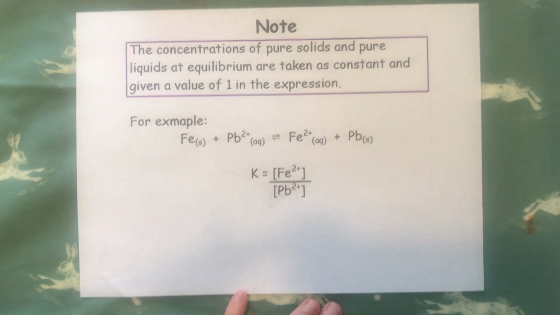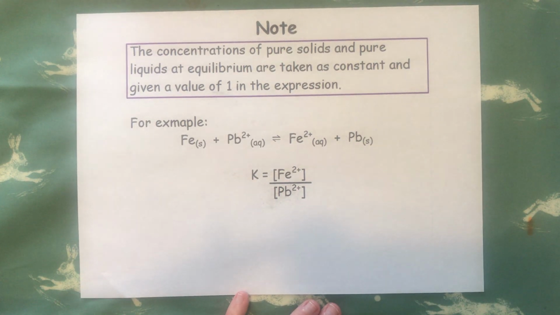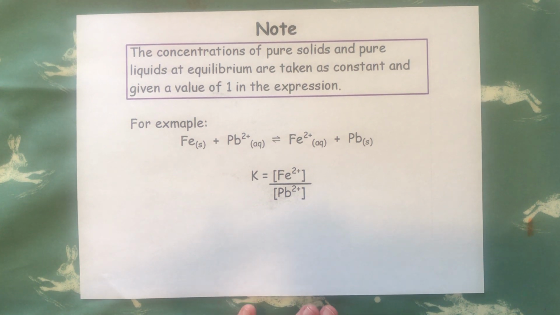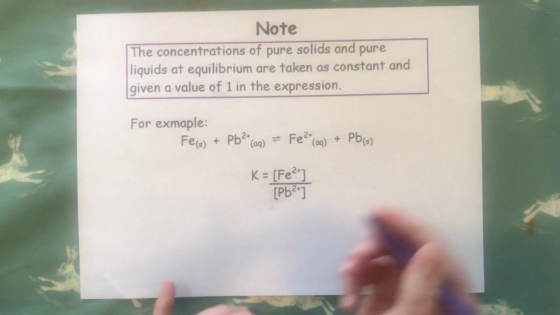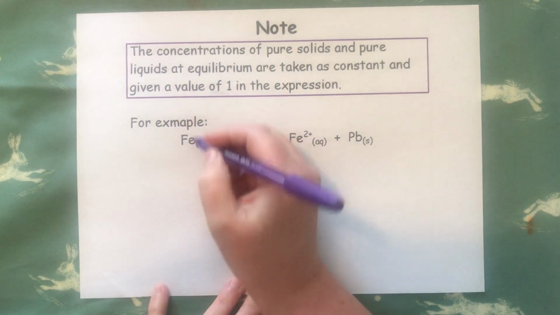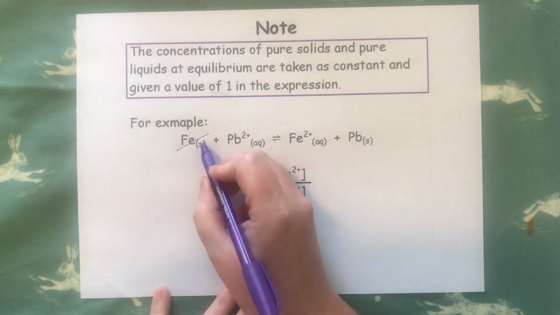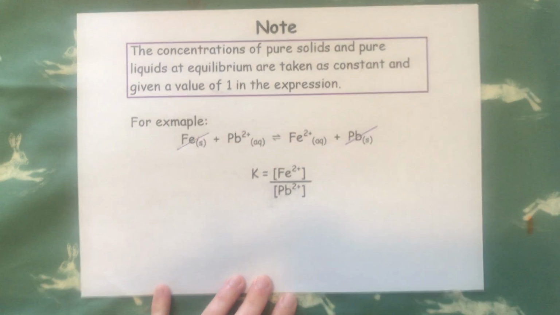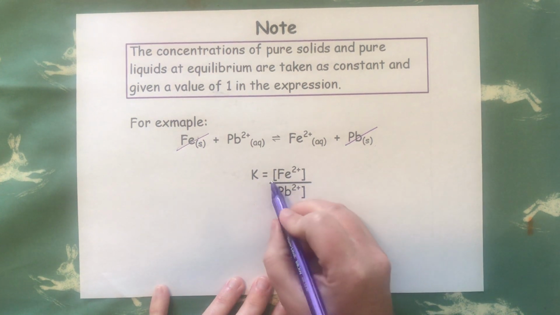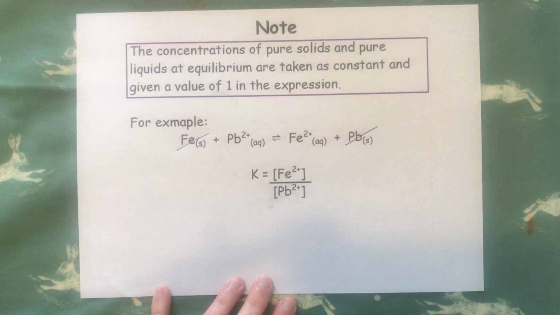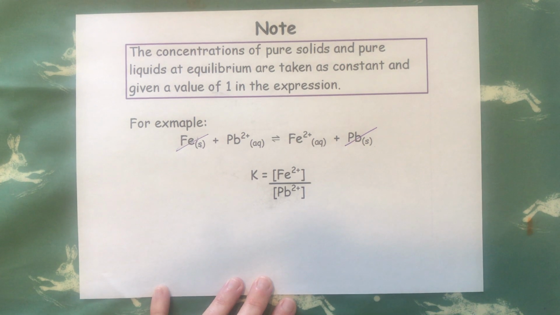One more little thing to point out. When we're talking about equilibrium constants, we don't even take into consideration the concentrations of pure solids. So if you look at this, anything that has an S or an L state symbol, they just have a value of 1. Okay, so we would not include them in our equilibrium expression.